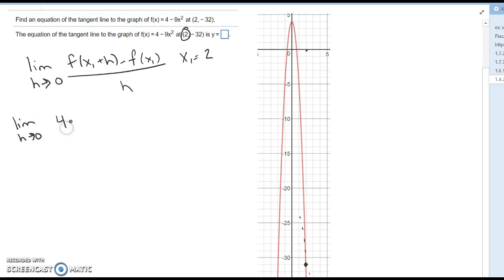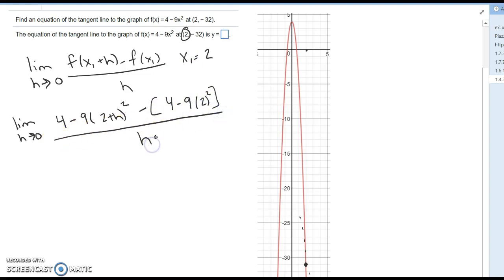So we have 4 minus 9 times the quantity 2 plus h squared minus 4 minus 9 times 2 squared, all over h. The general equation of the derivative, instead of x1, you would just have x's. So you would actually have an expression in terms of x. Here you're going to have an expression in terms of h, which would give you the value of the slope at one specific point, in this case, x equaling 2.